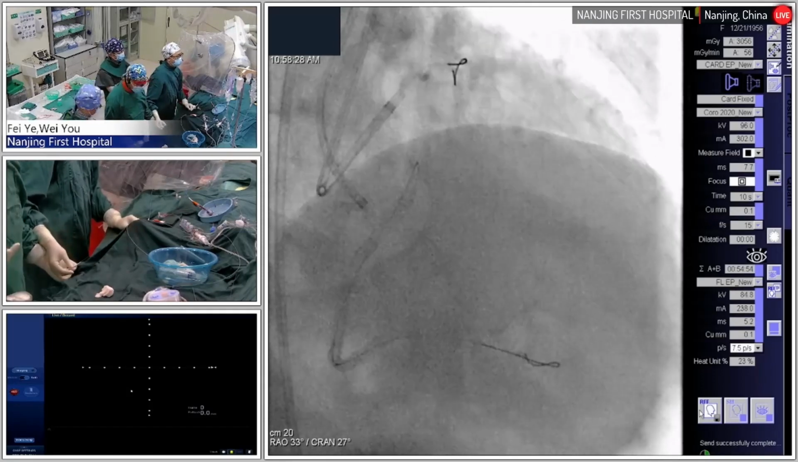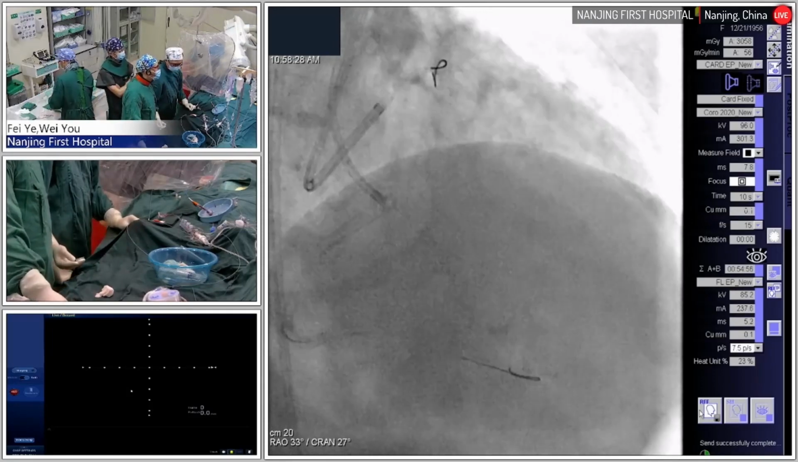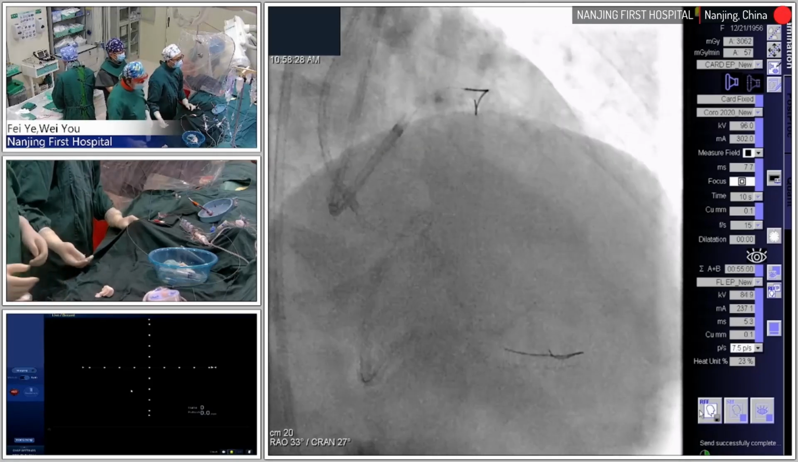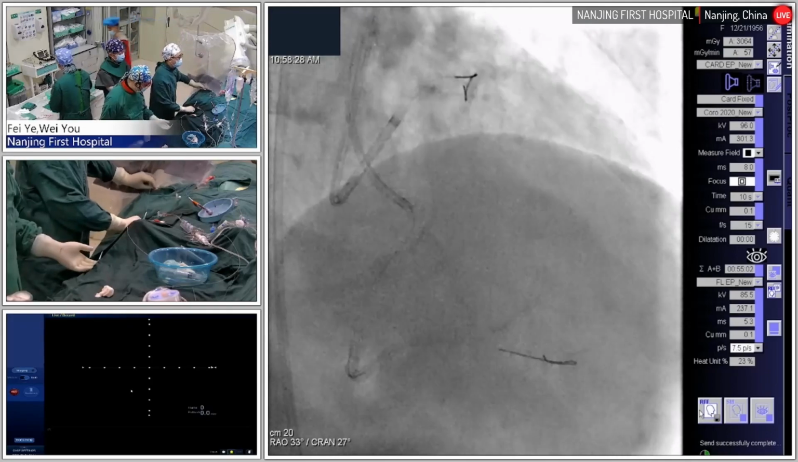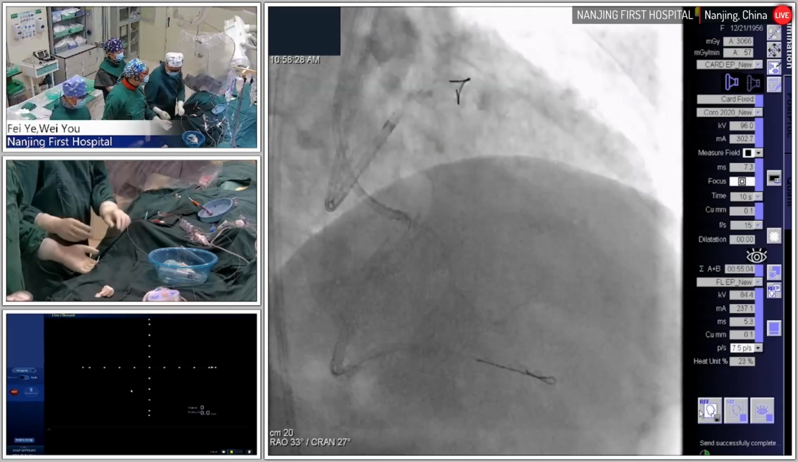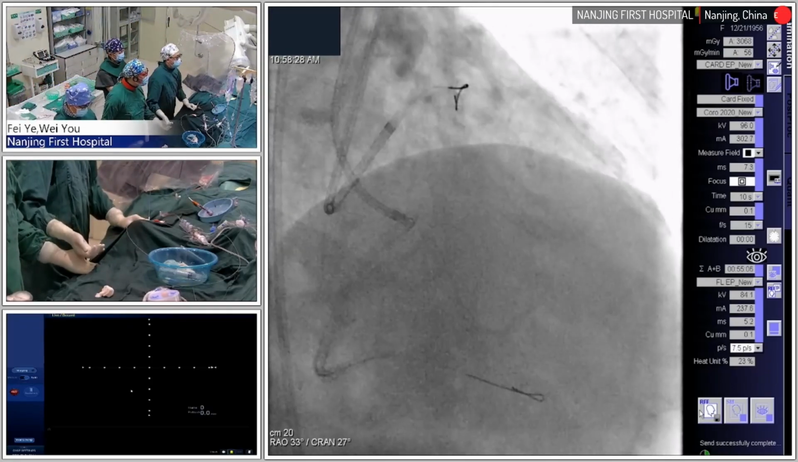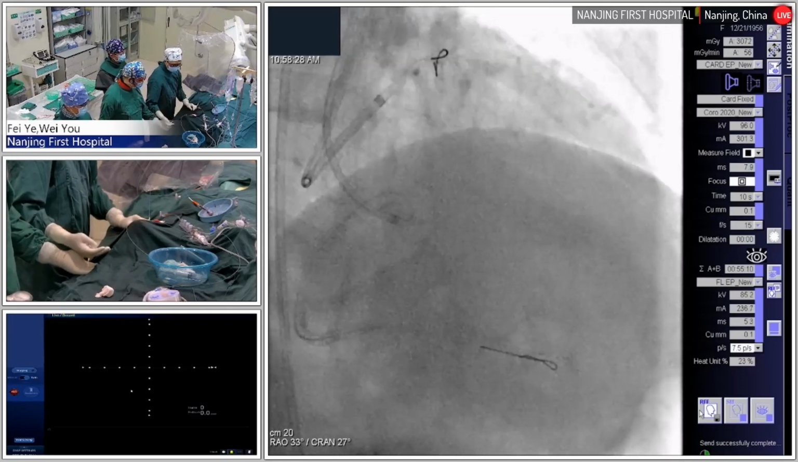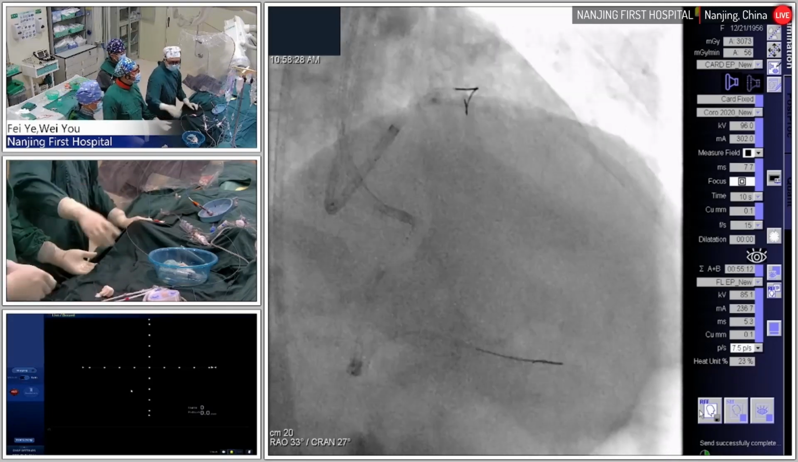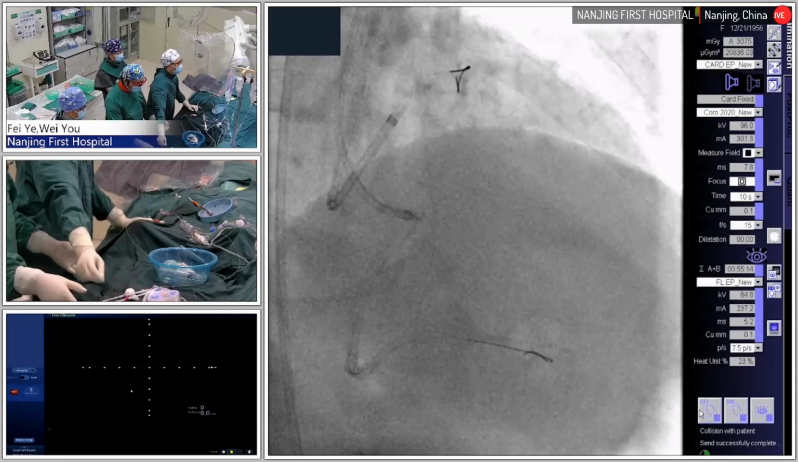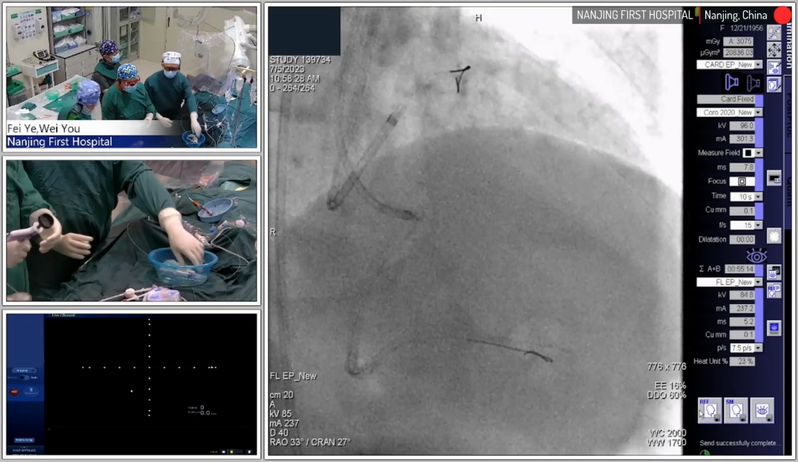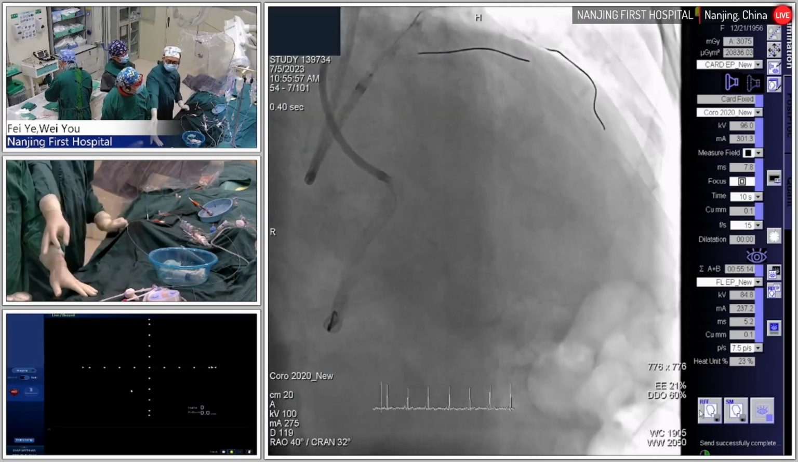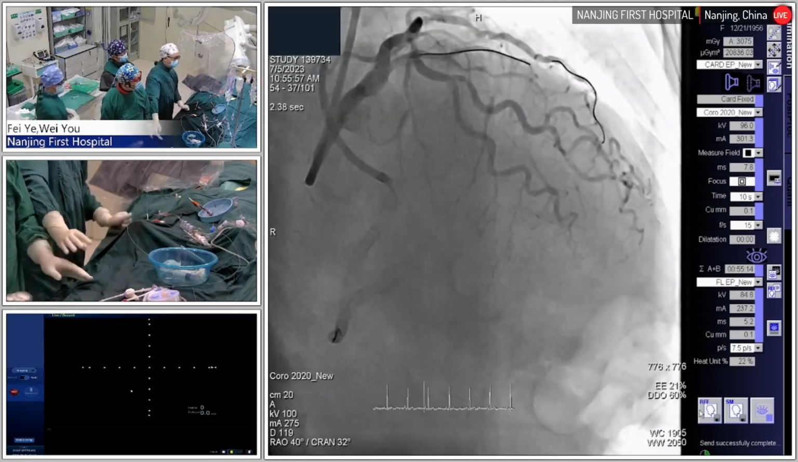Pay attention. Wire, please. Hold the wire. Okay. Where's the microcatheter? Blow. 25 blow, please. 25 blow.